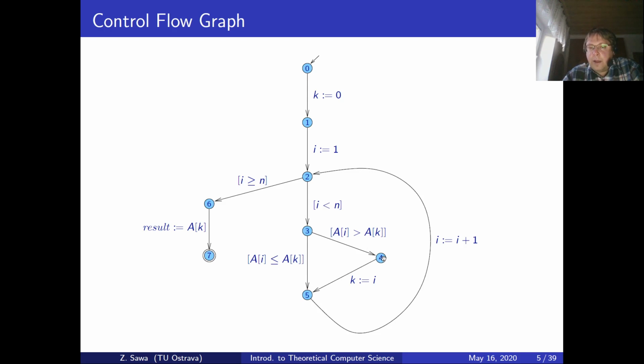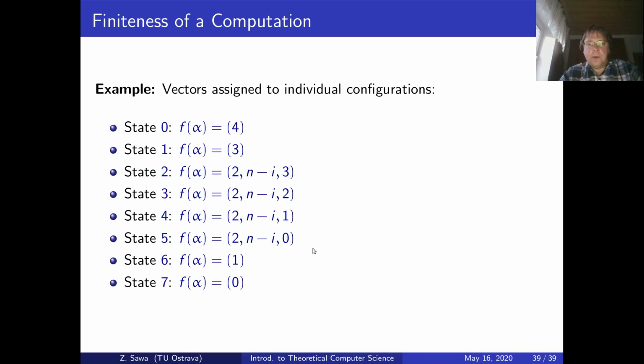So if we assume, for example from state 4 to state 5, that we have a configuration where the value is computed like this, we will go to a configuration where the value will be computed like this. We will always obtain a strictly smaller vector by this step.